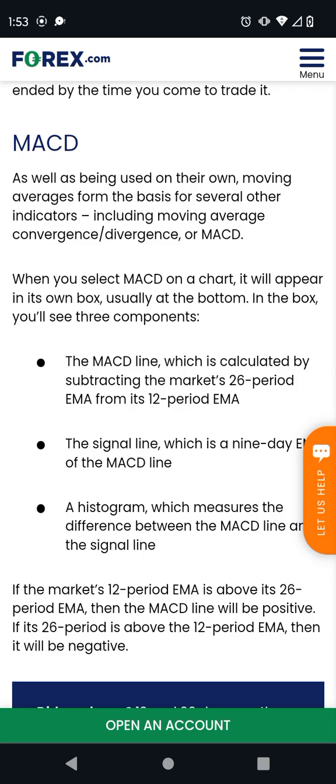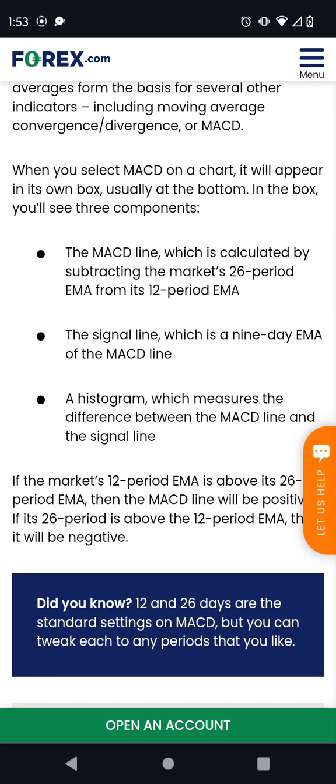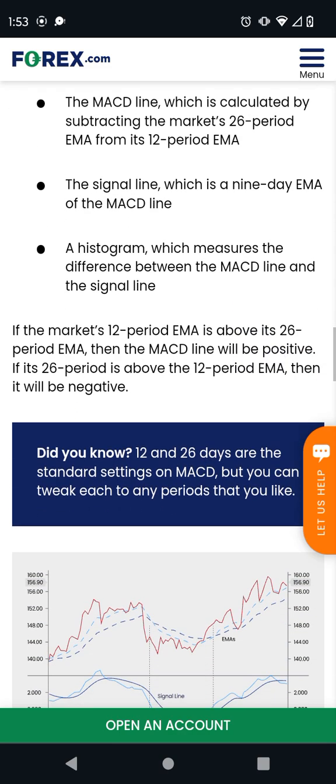MACD. As well as being used on their own, moving averages form the basis for several other indicators, including moving average convergence divergence, or MACD. When you select MACD on a chart, it will appear in its own box, usually at the bottom. In the box, you'll see three components. The MACD line, which is calculated by subtracting the market's 26-period EMA from its 12-period EMA. The signal line, which is a 9-day EMA of the MACD line. A histogram, which measures the difference.